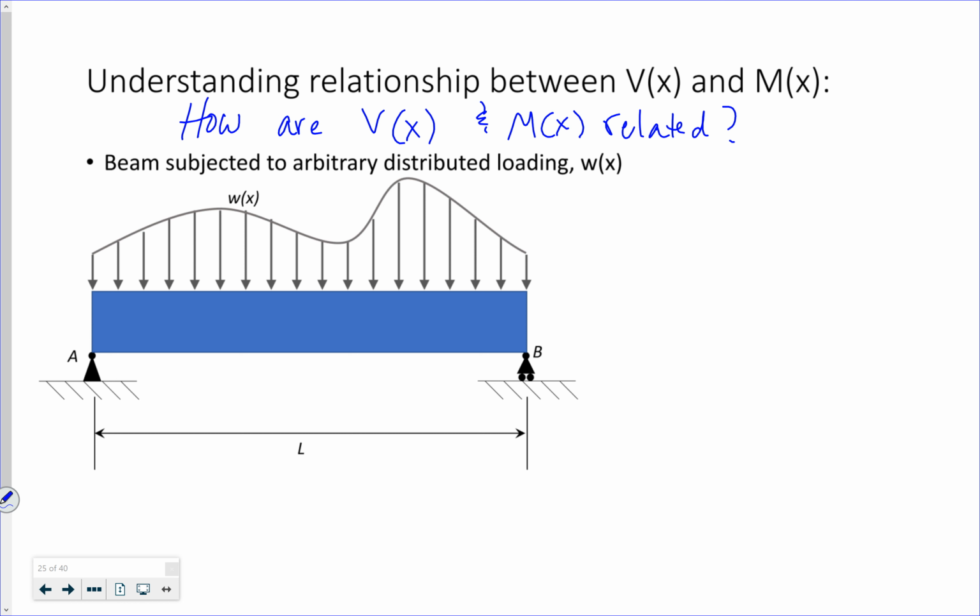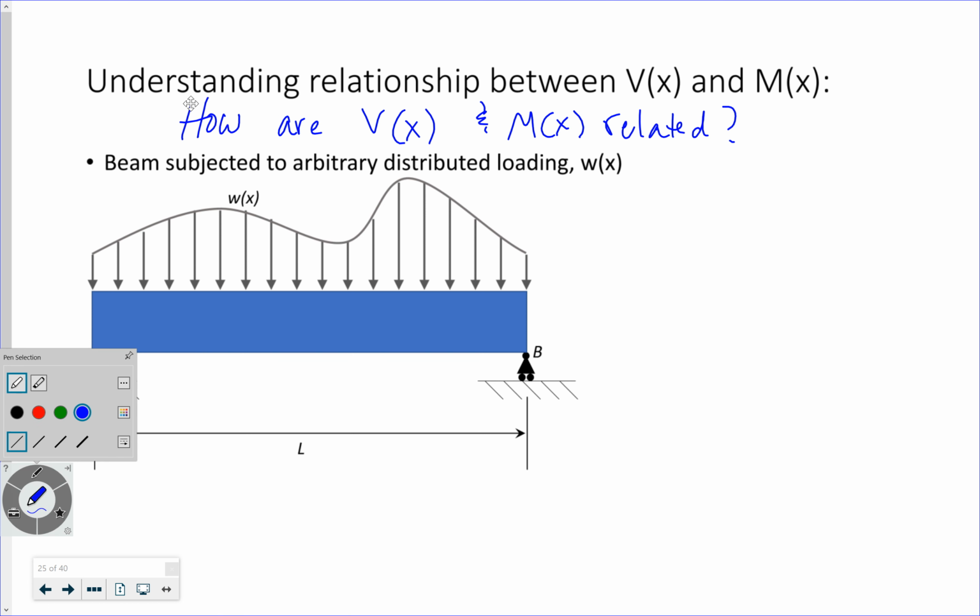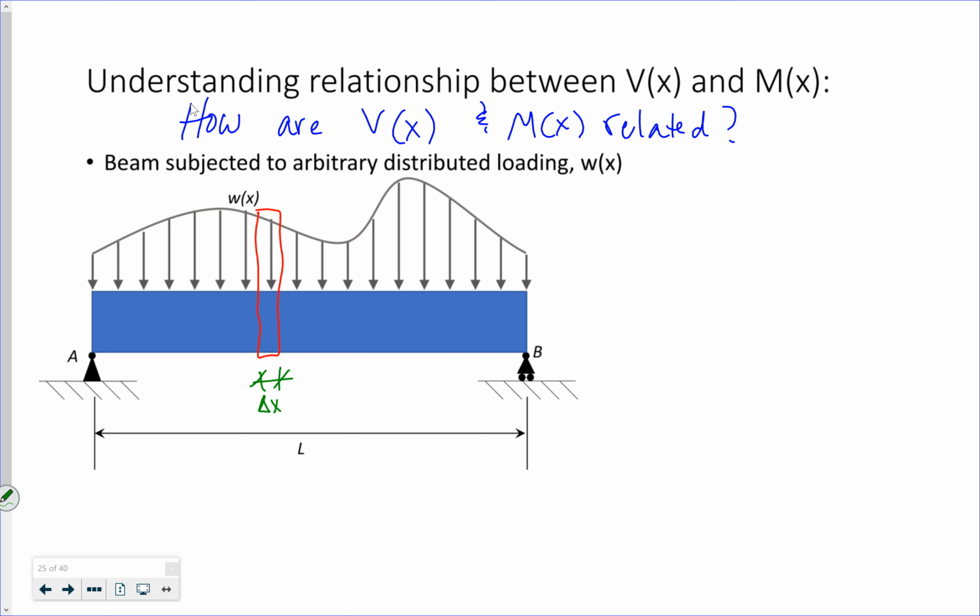And we're going to do that first by looking at a small segment of this beam. It's subjected to some arbitrary distributed loading. And we're going to take a tiny little segment right about here. And my segment is going to have a width of delta x. Okay?